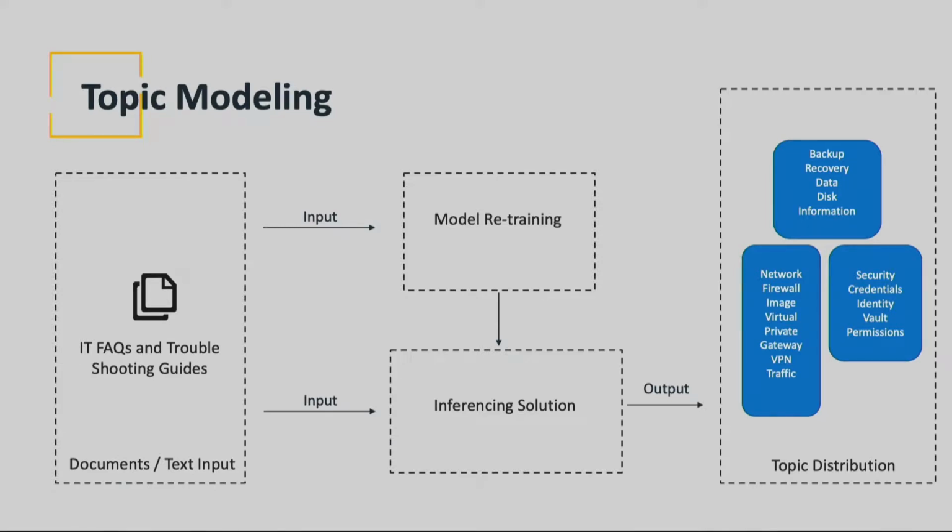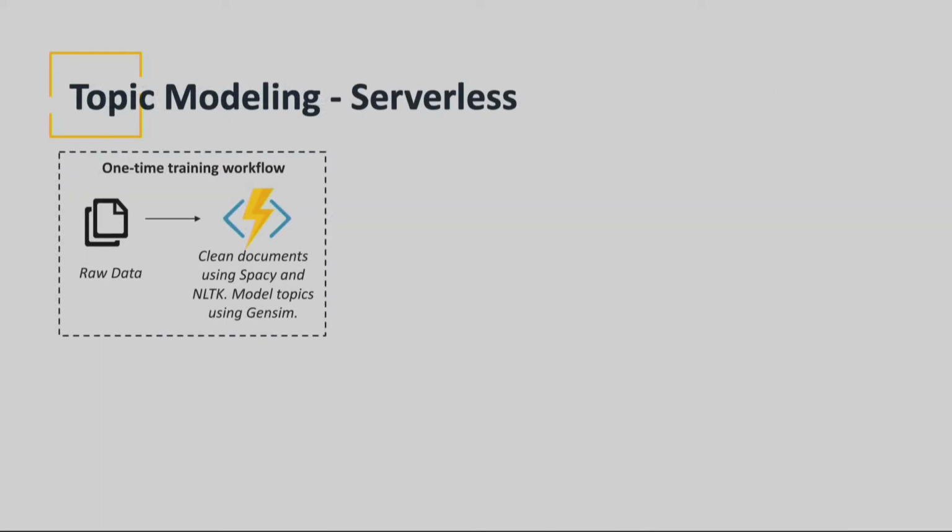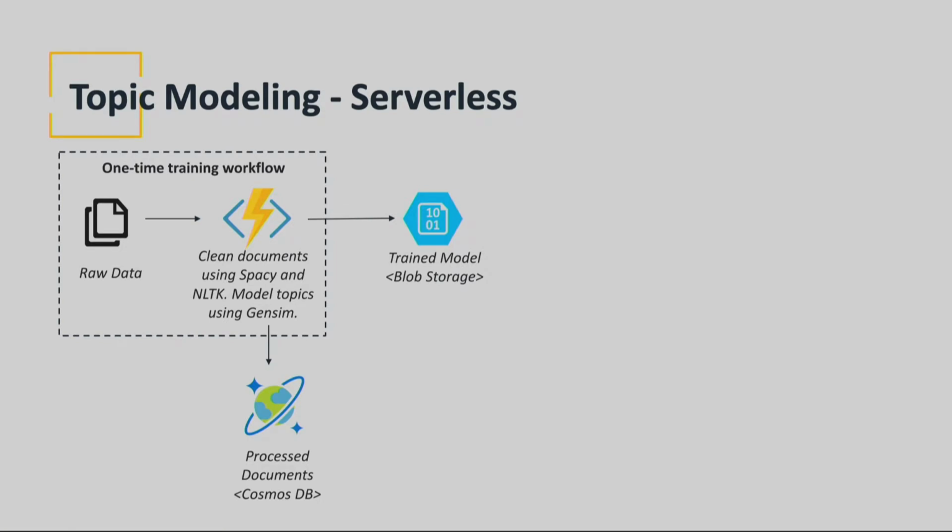Let's take a look at what the serverless architecture for this problem would look like. The very first component of our serverless solution is a one-time training pipeline. What we basically did was take a bunch of raw data and set up a function that would take that raw data as input, use the spaCy and NLTK modules to clean all the noise and lemmatize those words, and then finally use Gensim to produce a trained model. We can store the trained model in blob storage, and as a side effect, also store the clean data in a Cosmos DB data store.